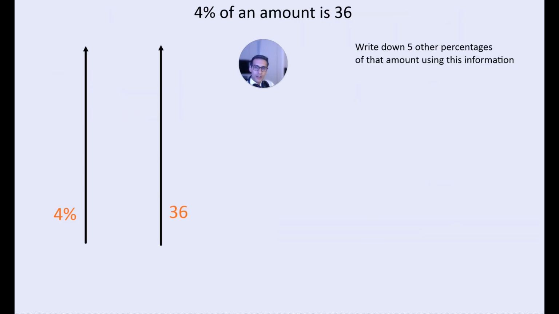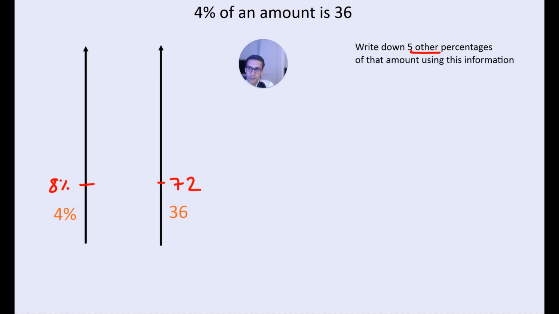Okay, let's try another example here. 4% of an amount is 36. Now the question is saying write down 5 other percentages of this information using this information. I'm going to go first and then you can do the rest. So what we could say is 8% is going to be twice that. So we're going to do 36 times 2, which is going to give you 72. Can you work out 5 other percentages?